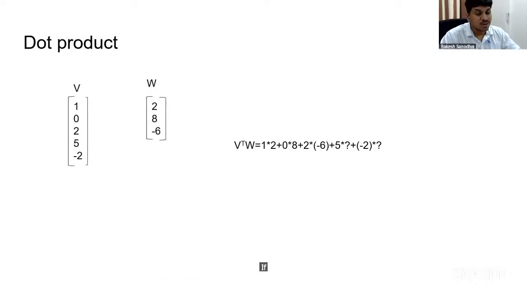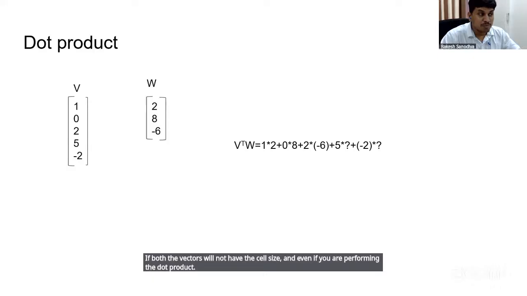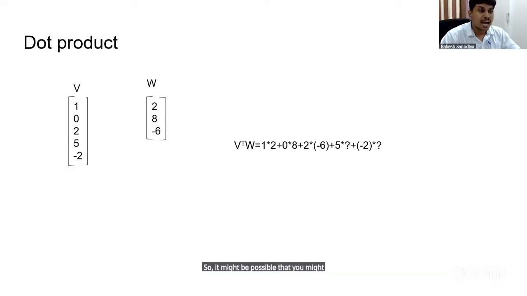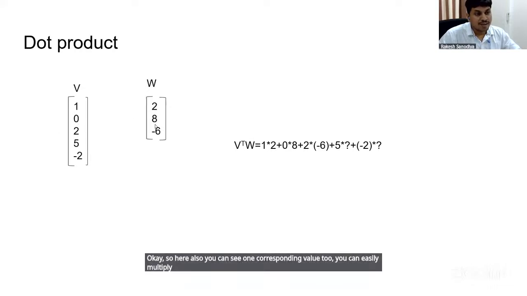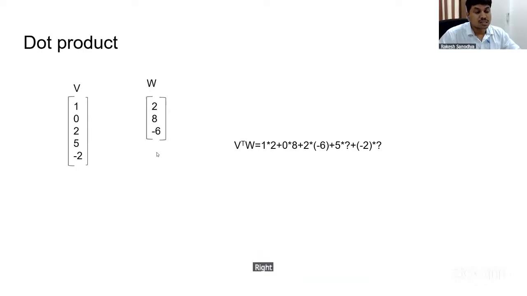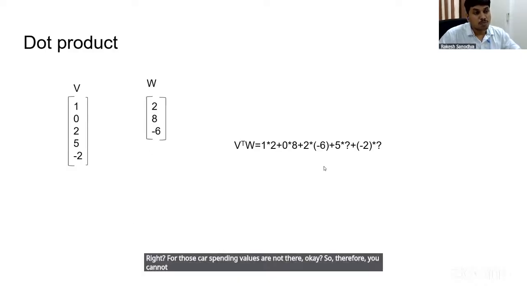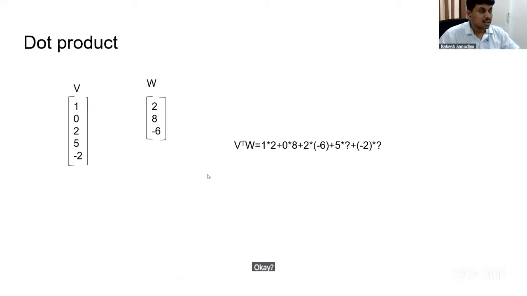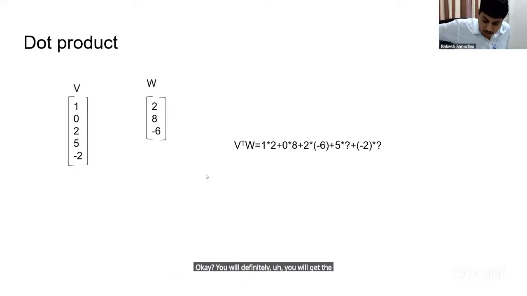If both the vectors do not have the same size, even if you are performing the dot product, it might be possible that you get an error. Here you can see one corresponding value 2, you can easily multiply. 0 corresponding value is 8, you can multiply. 2 corresponding value -6, you can multiply. But what about the 5 and -2? For those, corresponding values are not there. So you cannot perform the dot product here. You will definitely get errors.